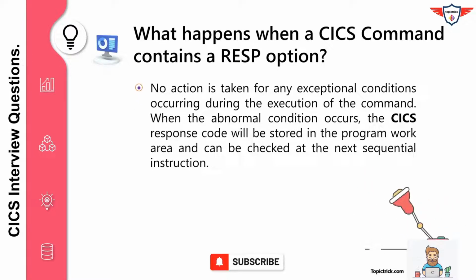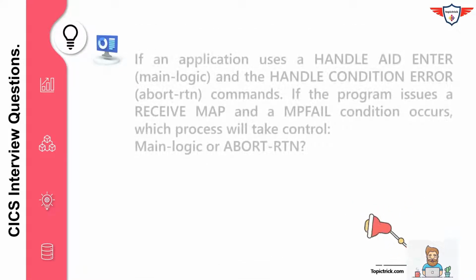What happens when a CICS command contains a RESP option? When the abnormal condition occurs, the CICS response code will be stored in the program work area, and can be checked at the next sequential instruction. However, no action is taken for any exceptional conditions occurring during the execution of the command.